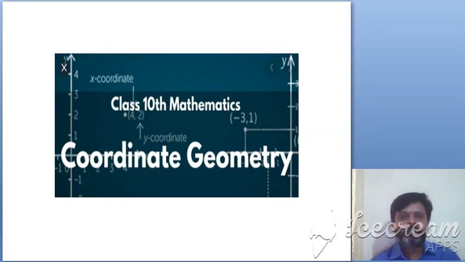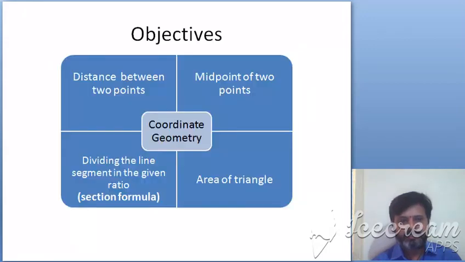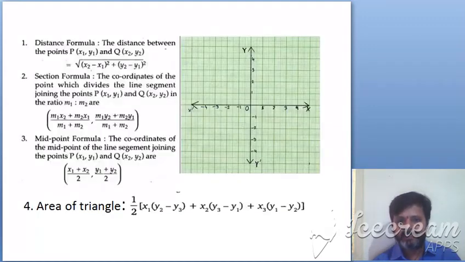Today I am going to do revision in class 10 mathematics topic coordinate geometry. Students, the whole chapter is divided into 4 topics, and the 4 topics are distance between 2 points, midpoint, and third topic is section formula, and final and important topic is area of triangle. We will see their formulas and the procedure in the upcoming slide.